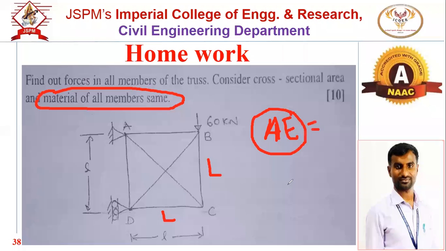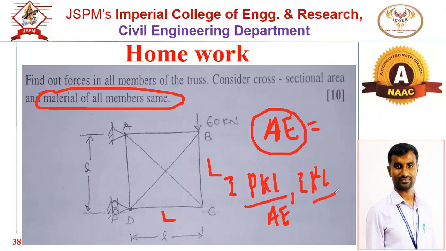AE is constant is given means for displacement analysis summation PKL by AE. You have to find out summation PKL by AE, and after that in table format summation K square L by AE also we have to find out. But as area and modulus of elasticity are constant, you can neglect AE from the calculation. Means here we have to find out summation PKL by working out that table and summation K square L.